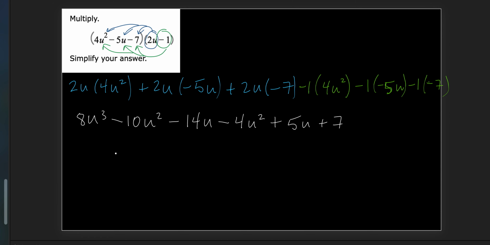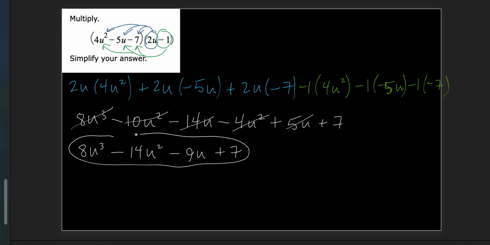And then you start to combine like terms. This 8u to the third is by itself, so I used that up. I have a couple square terms here. Negative 10u squared minus 4u squared is negative 14u squared. So I used those. Then we have a couple u terms here. Negative 14u plus 5u is negative 9u. And then that plus 7. That's it. And that's the answer for that.